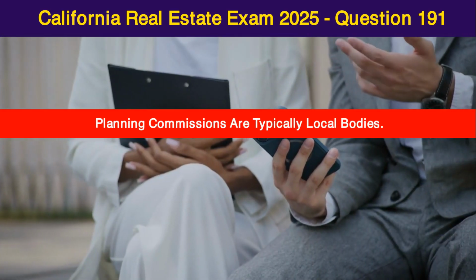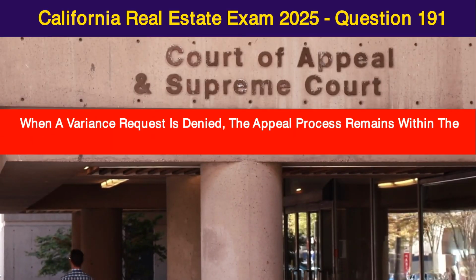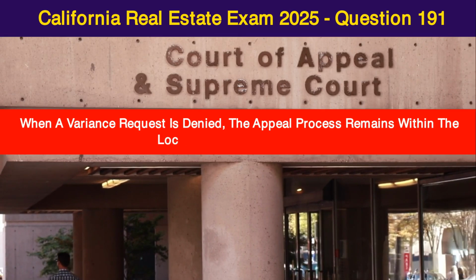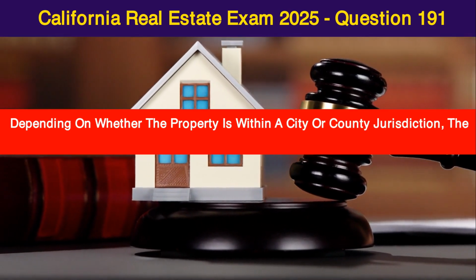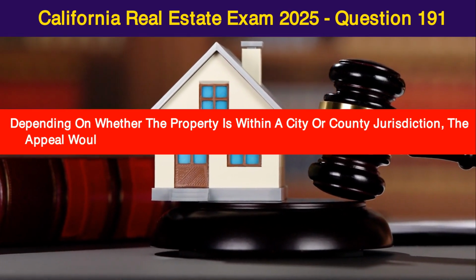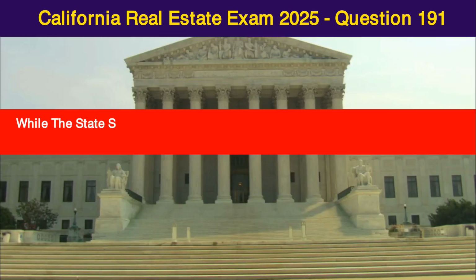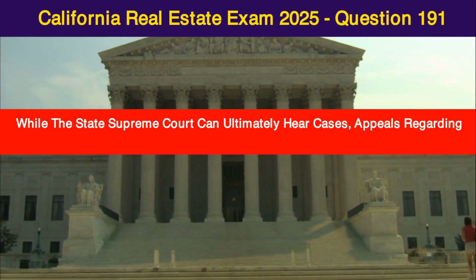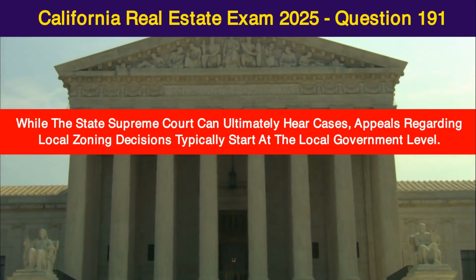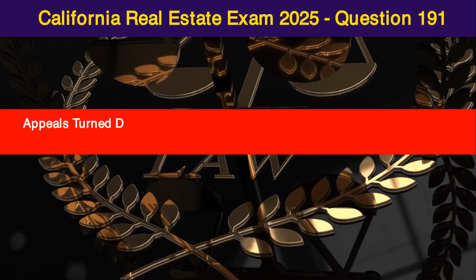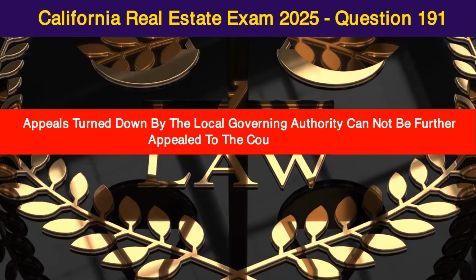Planning commissions are typically local bodies. When a variance request is denied, the appeal process remains within the local government structure. Depending on whether the property is within a city or county jurisdiction, the appeal would go to the city council or the county board of supervisors. While the state Supreme Court can ultimately hear cases, appeals regarding local zoning decisions typically start at the local government level. Appeals turned down by the local governing authority cannot be further appealed to the courts.